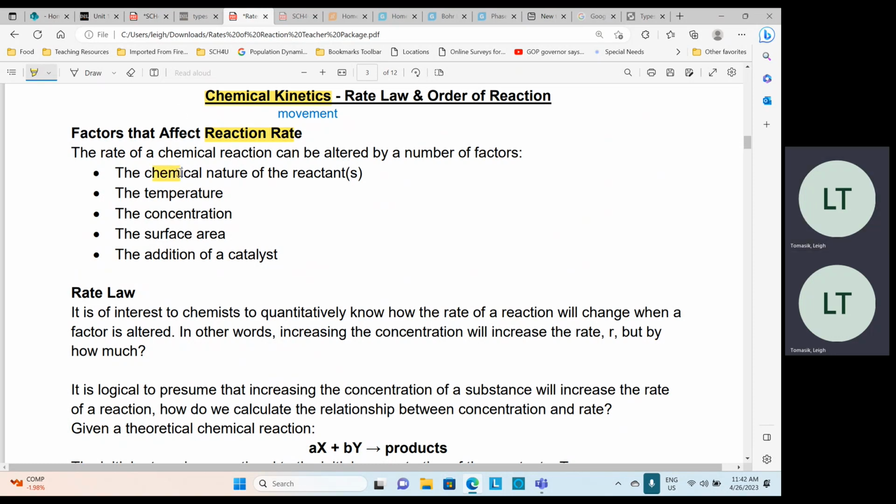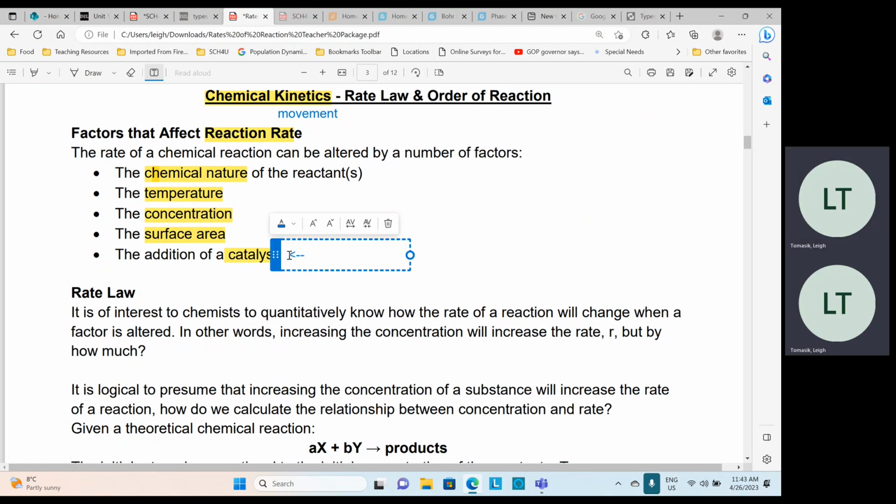The chemical nature of the reactants is important. We'll talk about what that is in a second. The temperature of the reactant, the concentration of the reactant, the surface area of the reactant, and a catalyst. So we're going to talk for a little bit about why these things might speed up or slow down a chemical reaction. So we'll start with the catalyst because the catalyst is the easiest thing.